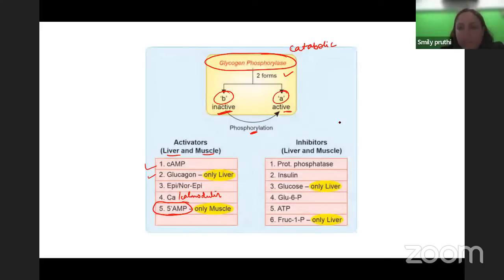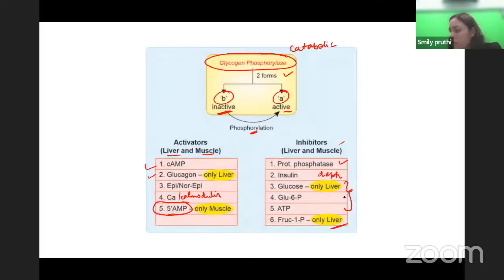So then let's do the inhibitors. So inhibitors are protein phosphatase, because phosphatase removes phosphate group. Insulin, it causes dephosphorylation, so that is the inhibitor. Then glucose and glucose 6-phosphate and energy ATP, they are the product inhibitors, right? Then fructose 1-phosphate is the inhibitor, which is only in liver, okay?